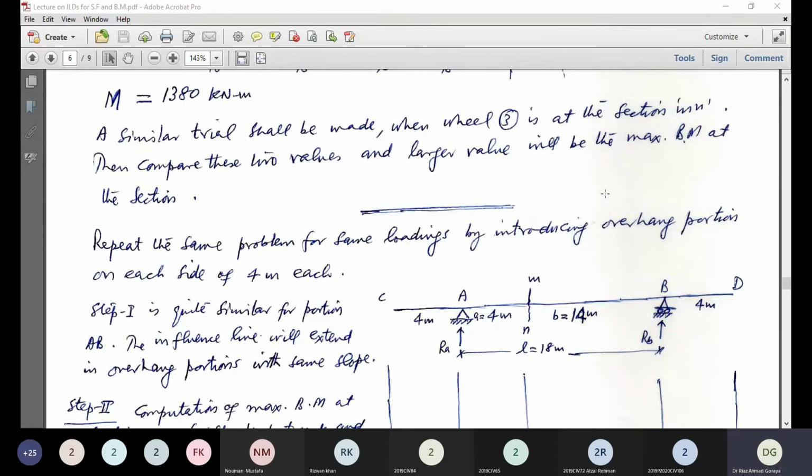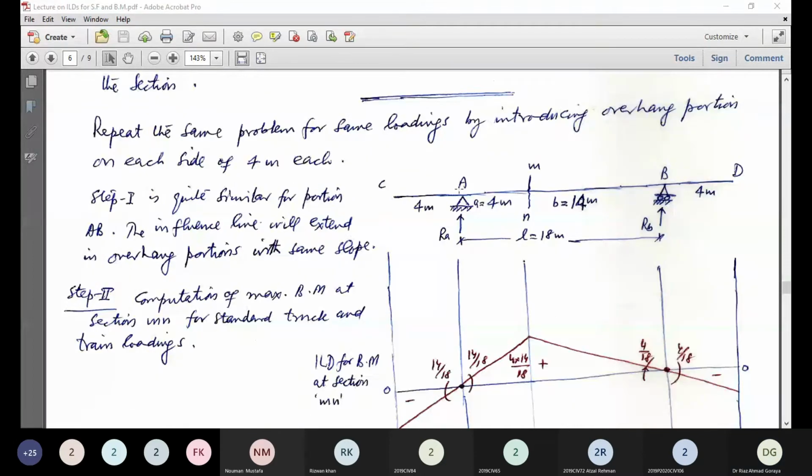So now we have to repeat the same problem for the same loading by introducing an overhang portion on each side of 4 meter each. A and B the same span, same beam, but with the overhang portion on the left and right side, each of 4 meter.